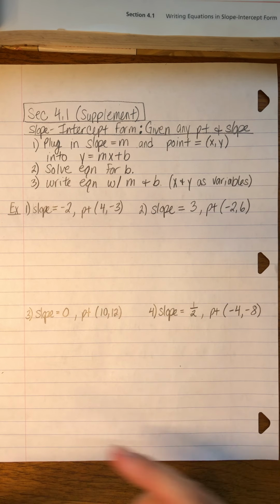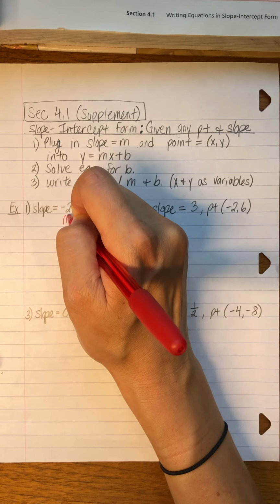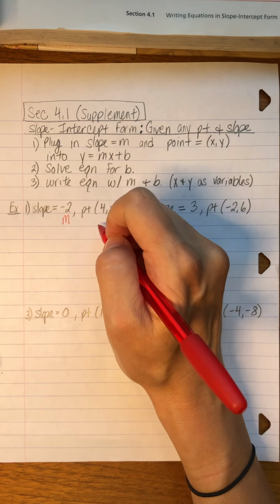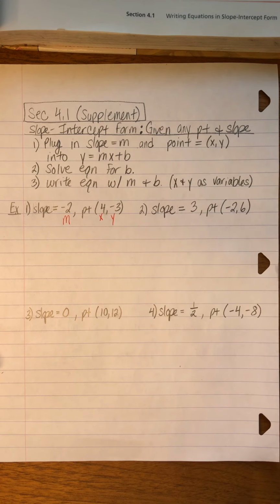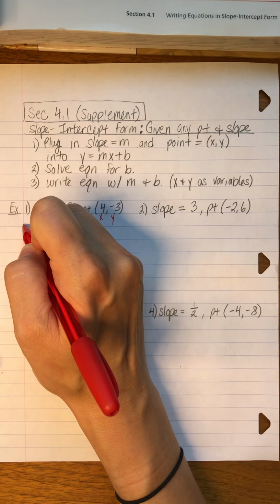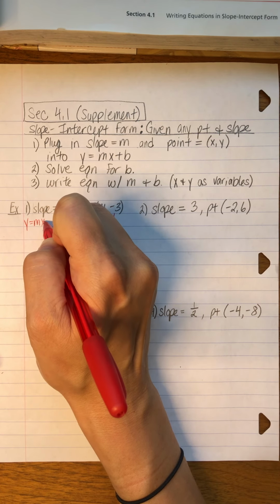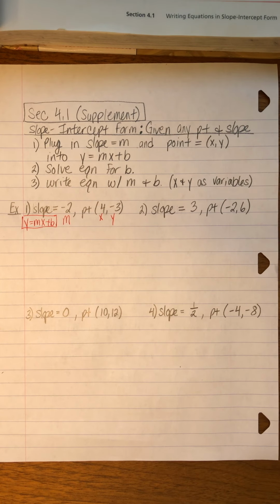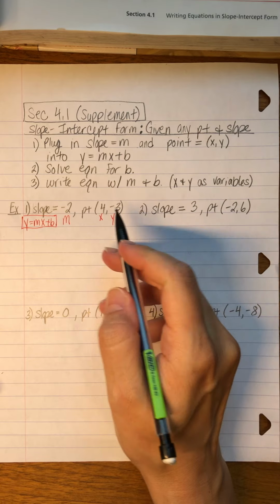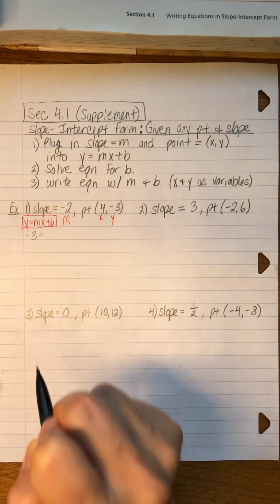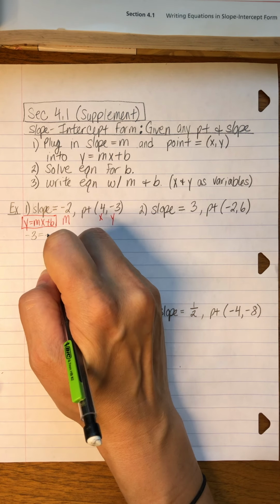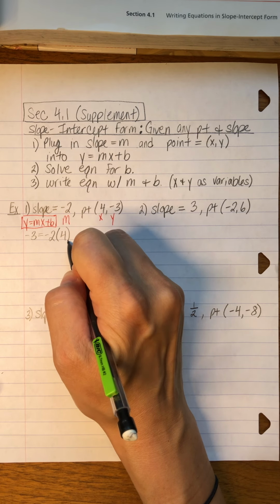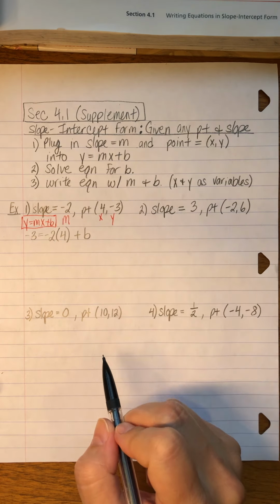So our slope, they're telling me, is -2. That's my m. And my point, they're telling me, is 4 and -3. That's going to be x and y. Let's plug this all in to y equals mx plus b. We're going to plug it in to slope-intercept form. So our y is -3 equals our m is -2 times our x, which is 4, and then plus b.